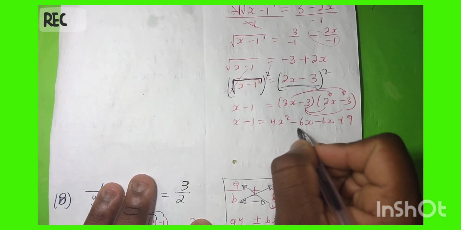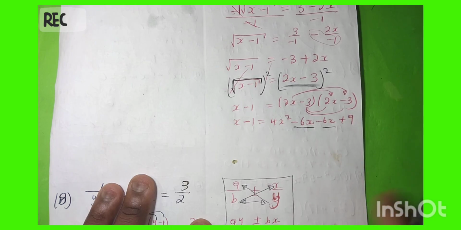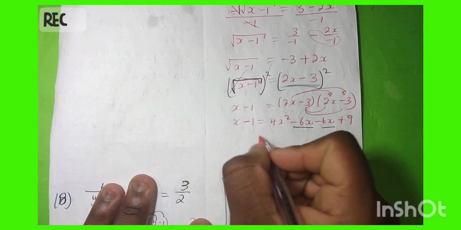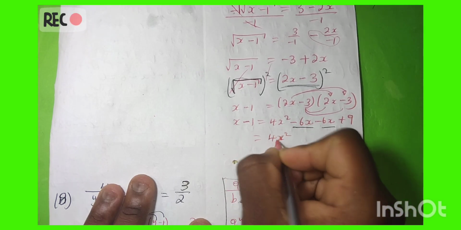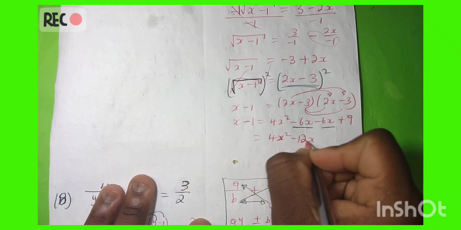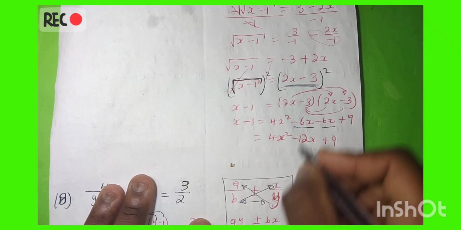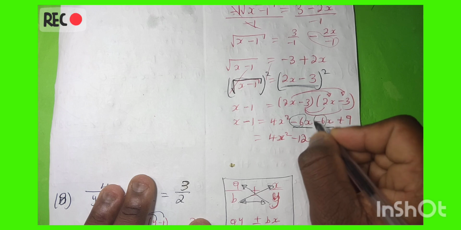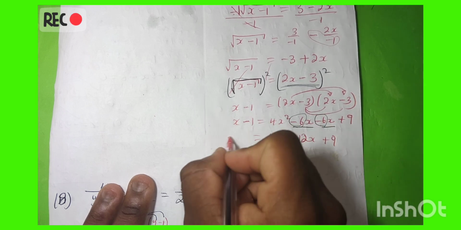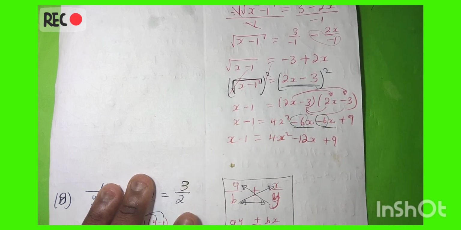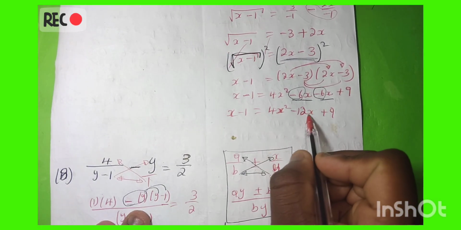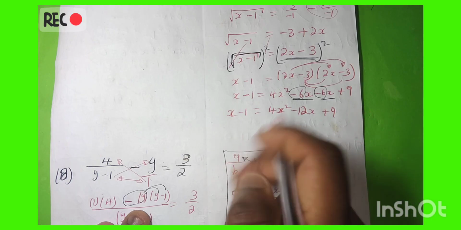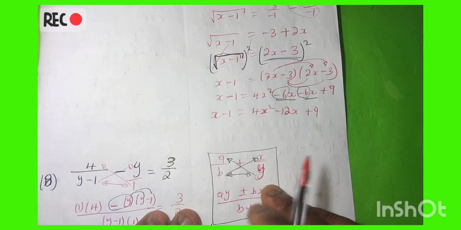This and that, they are what? They are like terms. When I press them on a calculator, they will give me x squared, and they will give me minus 12x, then plus 9. Make sure, guys, when you press them like this on a calculator, that you get what I get. Do you see? Since I got x squared and x, it means that I can form a quadratic equation.